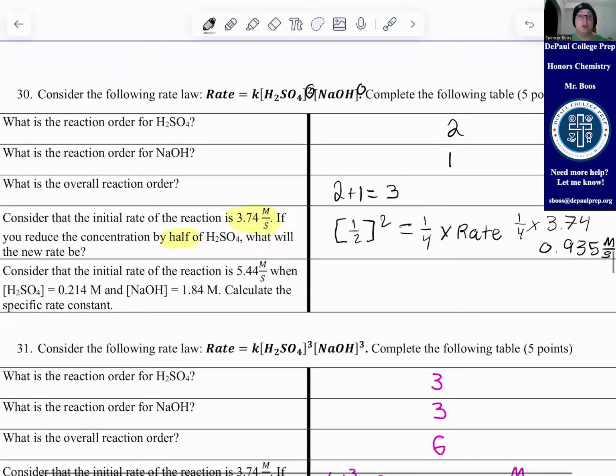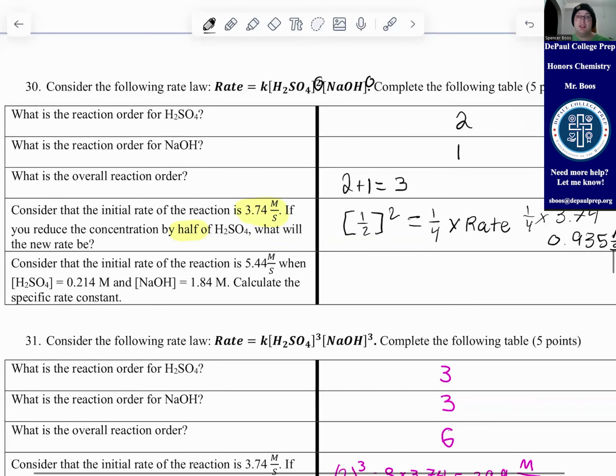Of course, one more question. This question looks a lot more complicated than it really is. This question uses the rate law. And that rate law, of course, is given to you up at the top. So we just plug in these values.